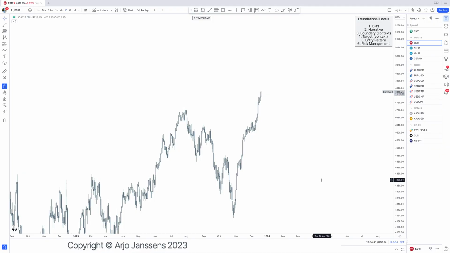That's very important. Then, to add on to that third bullet point as well, the 1 minute and the 5 minute are only for entries. So, of course, the foundational levels we see in the top right are bias, narrative, boundary, target, entry pattern, and risk management, where the boundary is ideally the PD array that we want to trade off of. The 1 minute and 5 minute can't act as the third foundational level, can't act as that boundary, they can only act as an entry pattern.